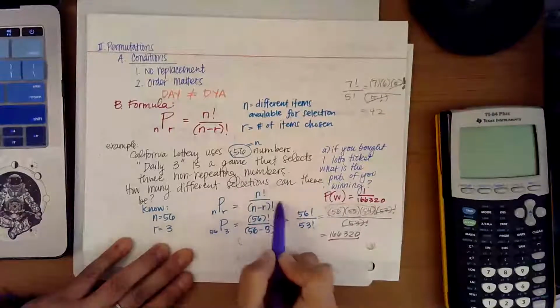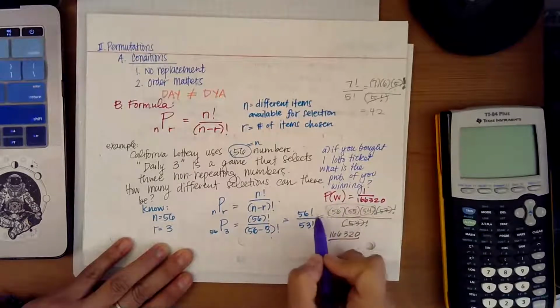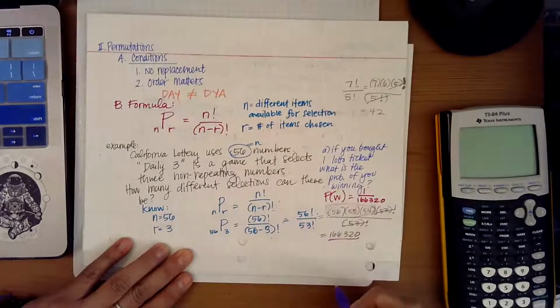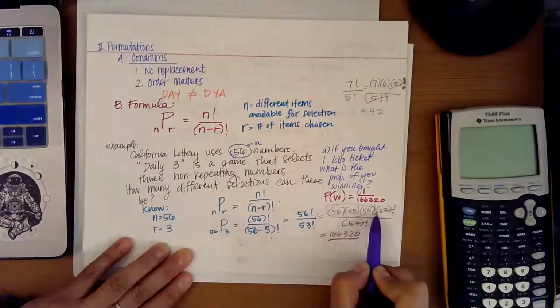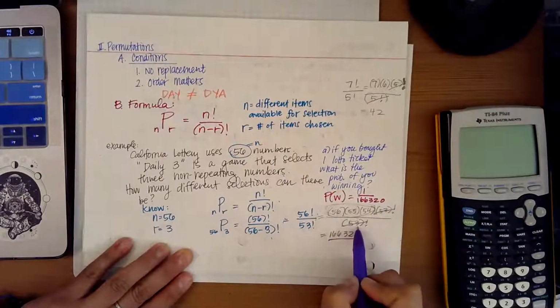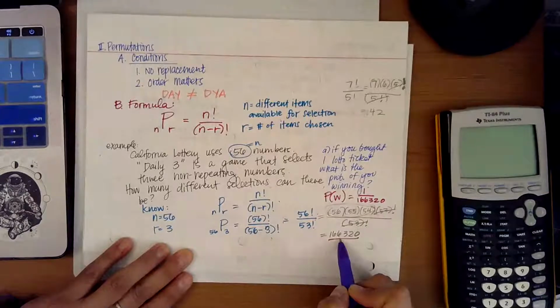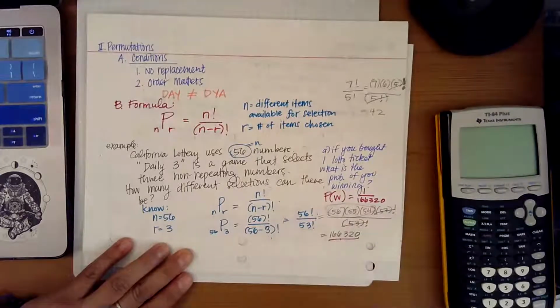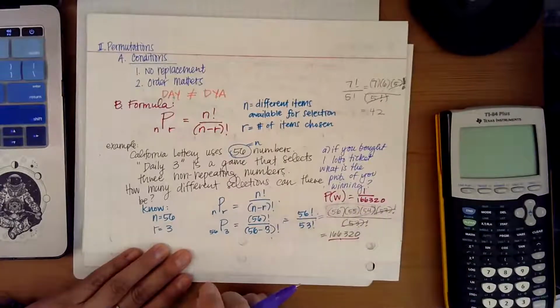So again, here's my formula. Plugging in those values, I get the following. 56 factorial divided by 53 factorial. This is 56, 55, 54, 53 factorial divided by 53 factorial. Bam, bam, that cancels. I am left with 166,320. So again, the probability of winning is 1 out of 166,320.